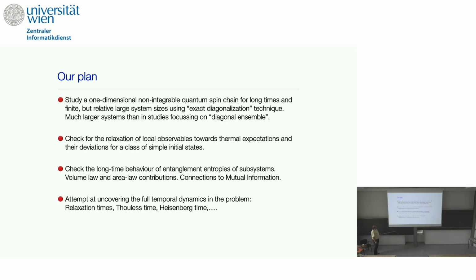Otherwise, the system is not expected to have additional quantum numbers. And so we push simulations where the effective block size is probably a few hundred million, and in some extreme cases perhaps even up to 1 billion if it's really required. But most of it is not that large, but still a relatively large matrix is probably in the many million dimensions or hundreds of millions. And then in the first part, we're going to check for relaxation of local observables towards the thermal expectation values and also their deviations for a class of simple initial states.